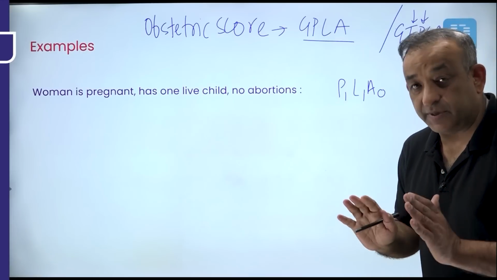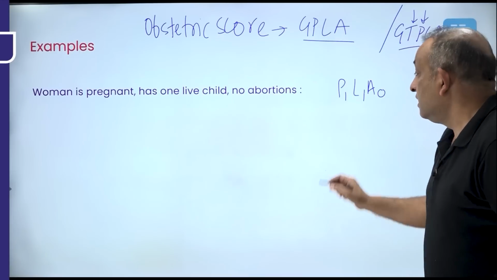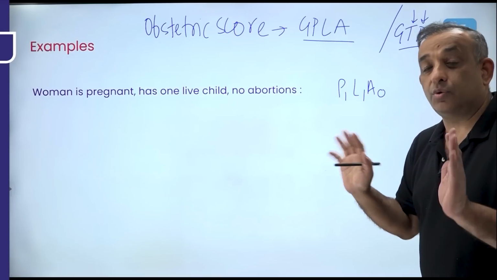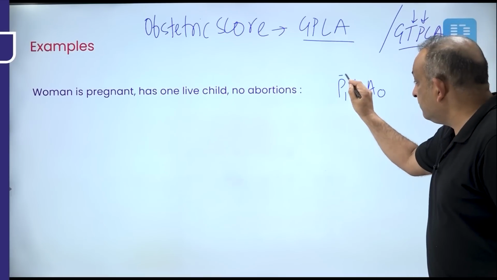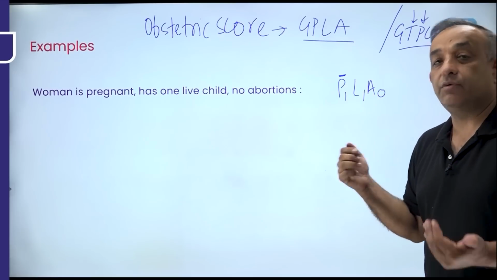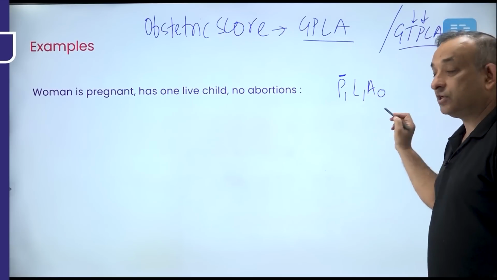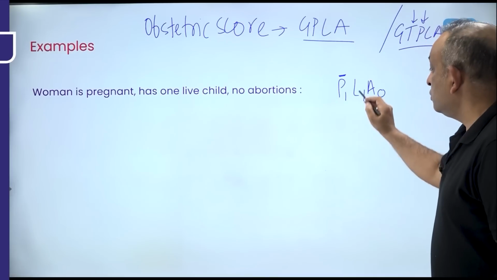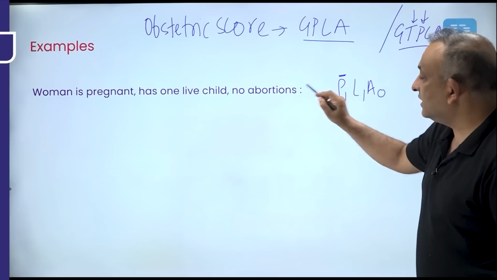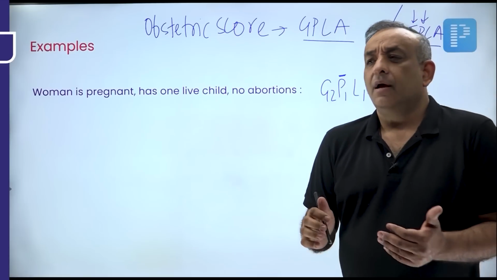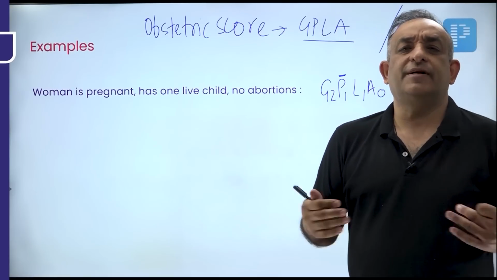Don't get confused, please. This is where you get confused sometimes, that para 1 live 1 means there are two pregnancies. No, no, no. Don't think that way. She has delivered one child and that child is living, live 1. If that child was dead, we'll say para 1 live 0. So live is part of para. Don't add para and live. She's delivered one child and she's pregnant again, so this is gravida 2. It's a very simple way. Look at your neighbor. She's pregnant for the second time.